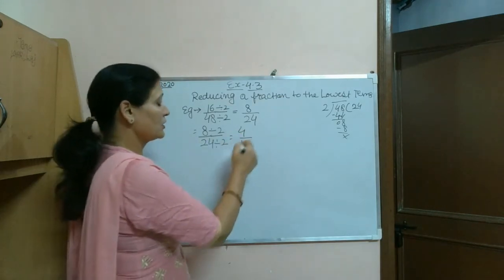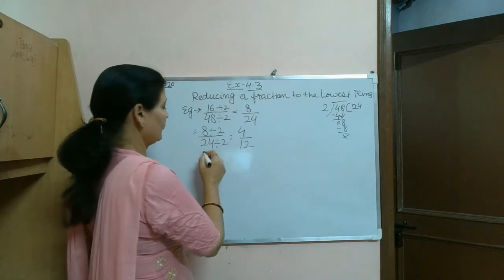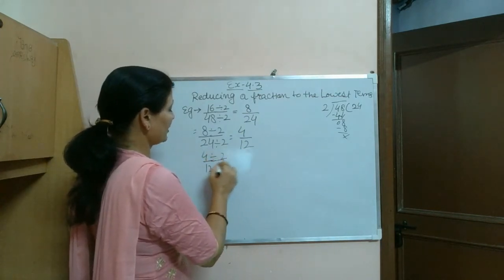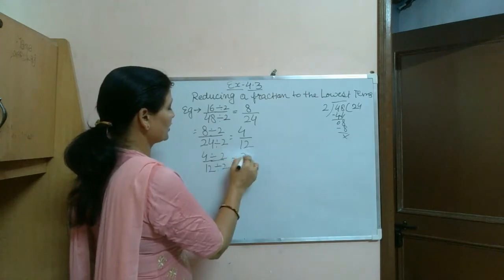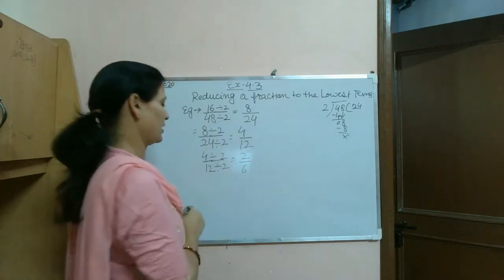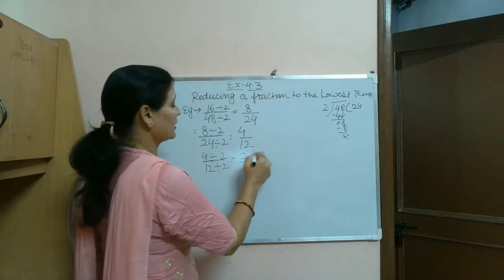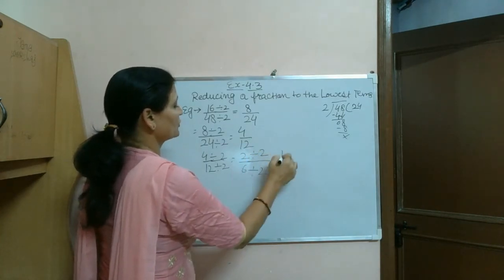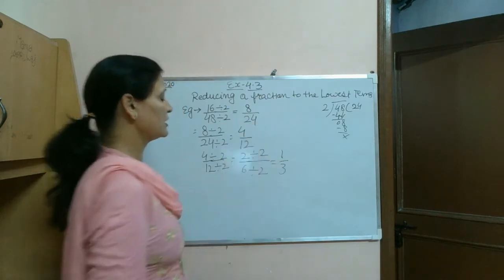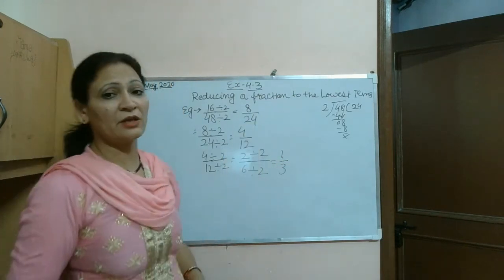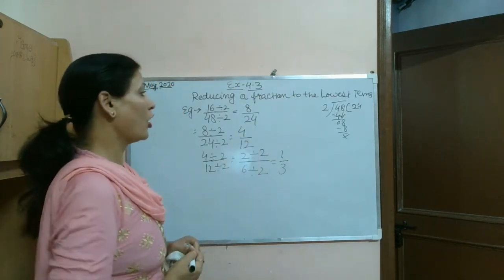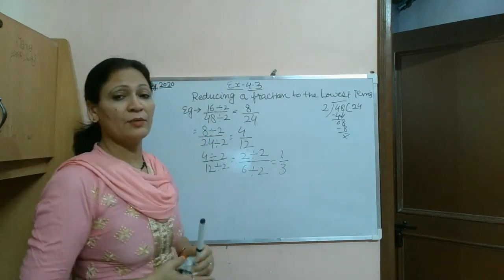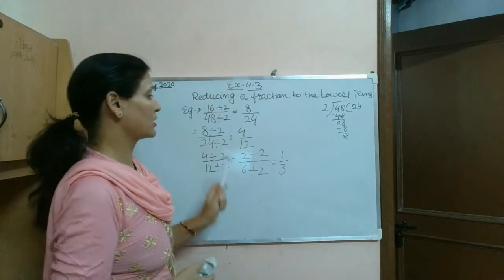4 by 12. Again 4 by 12. Both are coming in the table of 2. 2 2s are 4, 2 6s are 12. So again 2 and 6 come in the table of 2. 2 1s are 2, 2 3s are 6. So 1 by 3 is the reduced lowest term of 16 by 48.